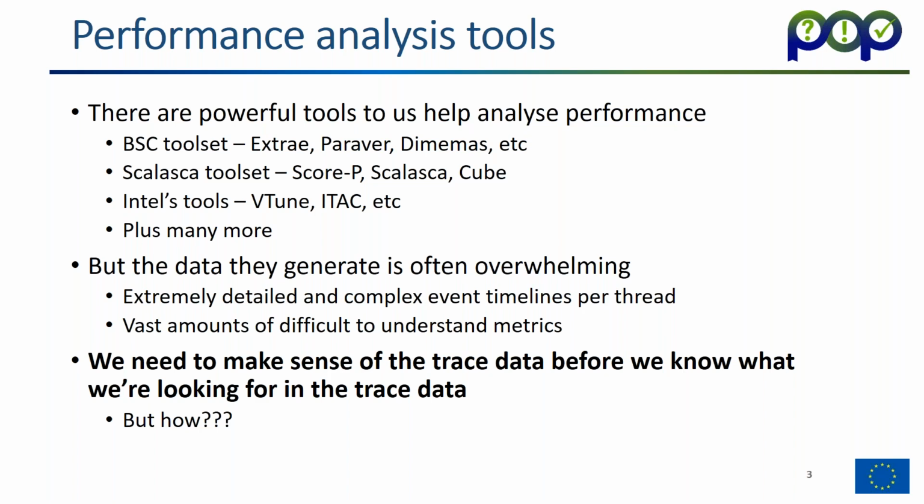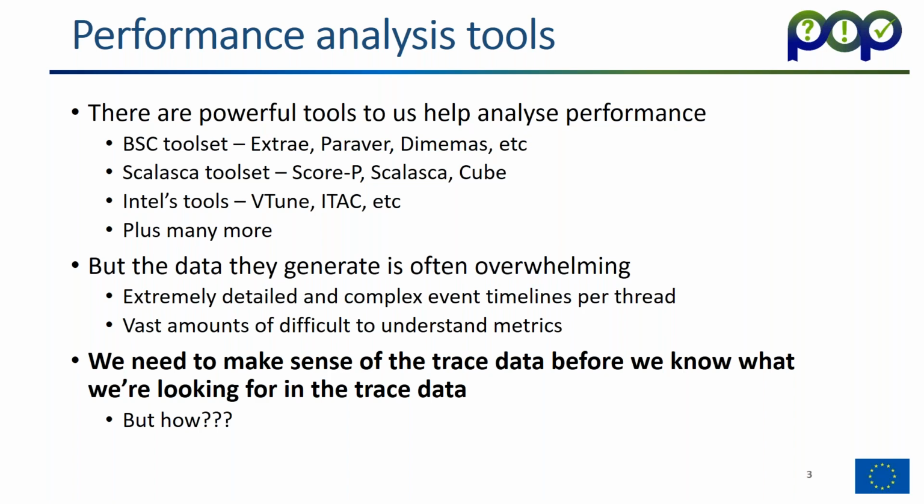Typically, you end up with extremely detailed and complex event timelines for every single thread. So you can see exactly what a thread's doing for the entire execution, but there might be hundreds, thousands, hundreds of thousands of events on that timeline. So it's very difficult to actually interpret that and understand where the bottleneck is occurring.